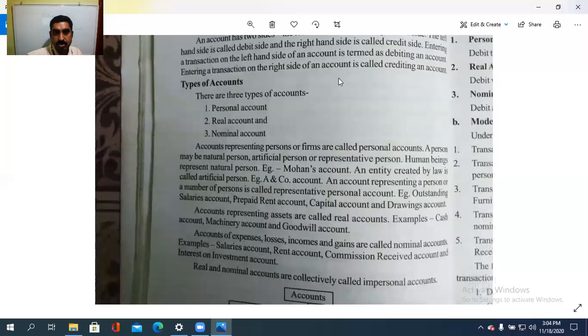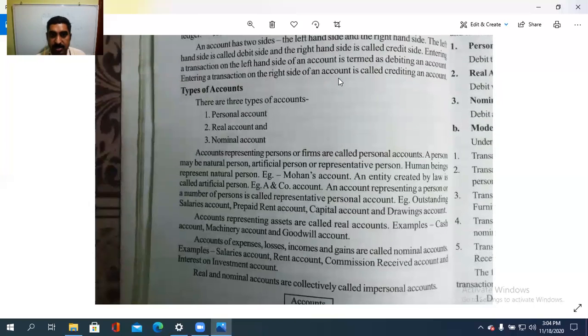Accounts representing a person or a firm are called personal accounts. A person may be a natural person, an artificial person, or a representative person. Natural may be, artificial means made up, or representing someone. Human beings represent a natural person. For example, Mohan's account. Mohan is the person's name.